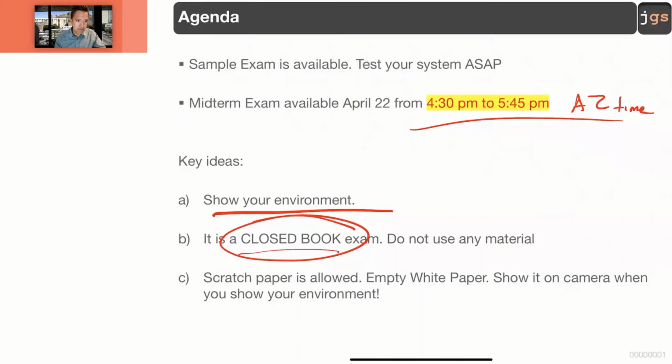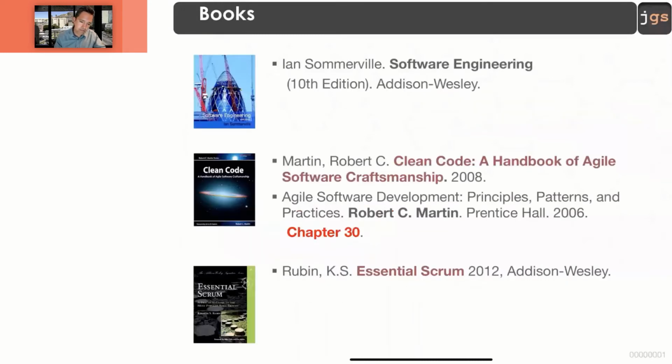Closed book, remember, please. As for references, just try to avoid superprogrammer.com or whatever online sites you could use. Official references are the books. Software engineering, this one is not for the class, but for background that you should have. And the two that we use here for the Agile and for the coding, and obviously the videos for the lectures are there.